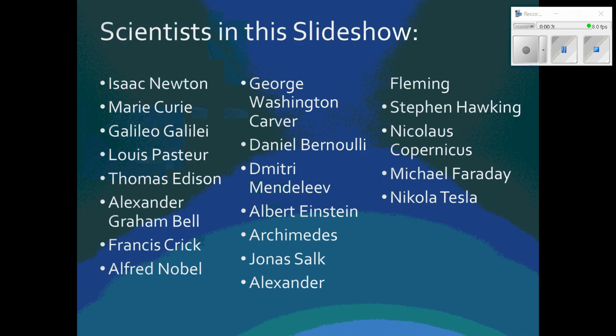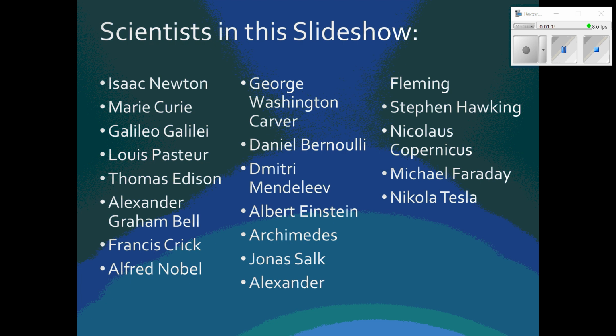The scientists you can choose from are Isaac Newton, Marie Curie, Galileo Galilei, Louis Pasteur, Thomas Edison, Alexander Graham Bell, Francis Crick, Alfred Nobel, George Washington Carver, Daniel Bernoulli, Dmitri Mendeleev, Albert Einstein, Archimedes, Jonas Salk, Alexander Fleming, Stephen Hawking, Nicholas Copernicus, Michael Faraday, and Nikola Tesla. So these are the scientists that you can choose from for your assignment.